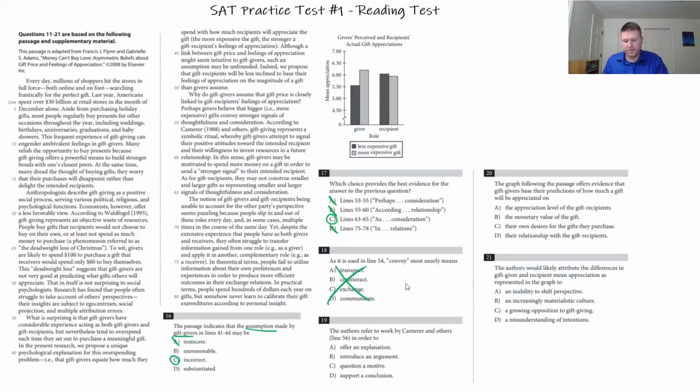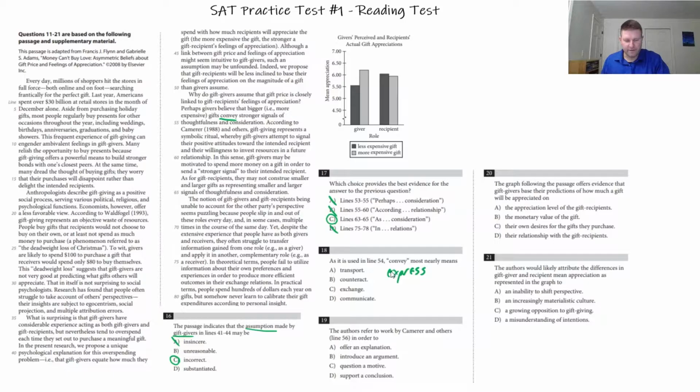18, another word in context question. Remember not to look at the options at all, okay? Go straight to line 54, replace "convey" with your own word. So let's do it. Line 54: perhaps givers believe that bigger gifts convey stronger signals of thoughtfulness and consideration. I would say "express." So bigger gifts express stronger signals of thoughtfulness, okay? So now we look for a synonym for express.